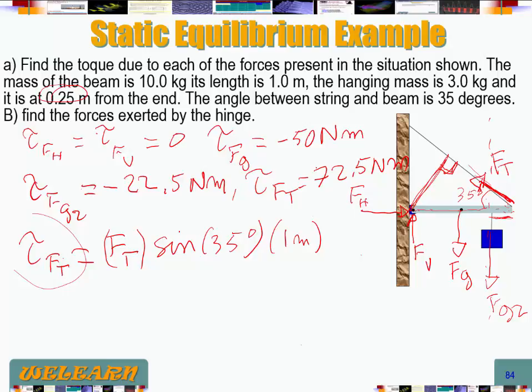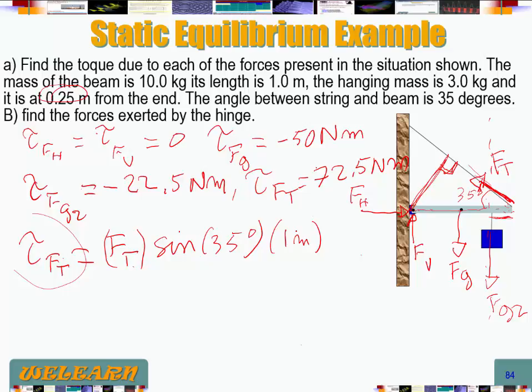Again, I did some cleanup. So here we have the torque due to Fh 0, torque due to Fv 0, torque due to Fg minus 50 newton meters, torque due to Fg2 minus 22.5 newton meters, torque due to Ft it's plus 72.5 newton meters. But then I left the expression also we found for the torque due to Ft, which is Ft sine of 35 times 1 meter. The question, part B, is asking us to find the forces exerted by the hinge.